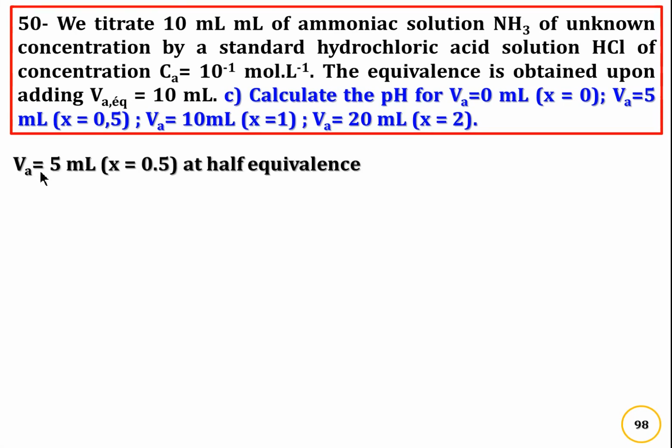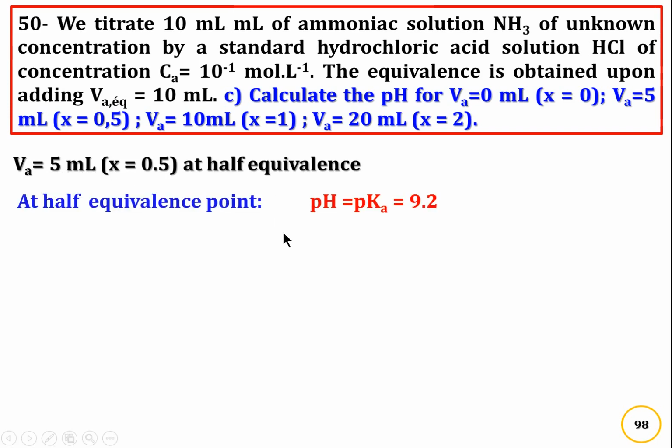Calculate the pH of the solution when we add 5 milliliters of the acid. We know that the V equivalence is 10 ml, so Va equal to 5 ml is the half equivalence. At the half equivalence point, we know that the pH is equal to the pKa of the couple involved, which is NH4 plus over NH3, so pH equals 9.2.